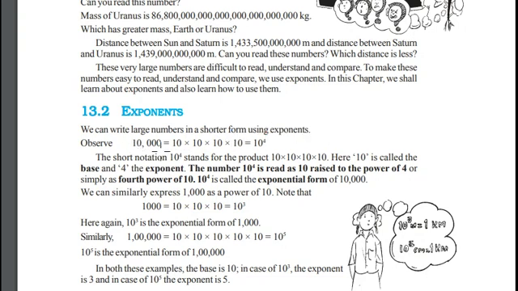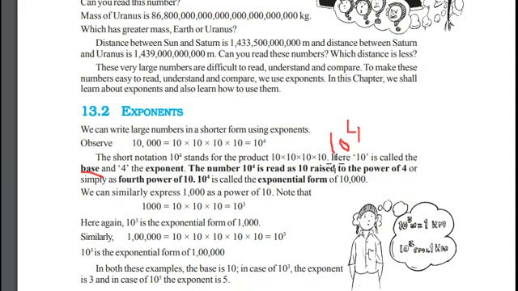Observe 10,000. 10,000 could be written as 10 times 10 times 10 times 10. Basically we are writing 10 four times. We are multiplying 10 four times, which is equal to 10 to the power of 4. The notation 10 to the power of 4 stands for the product 10 times 10 times 10 times 10. Here 10 is called the base and 4 is called the exponent.